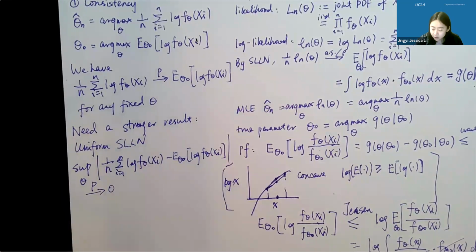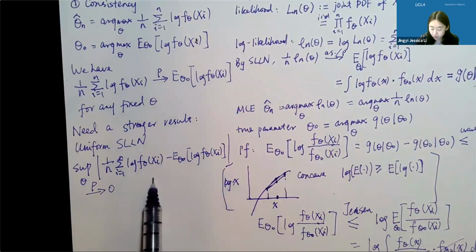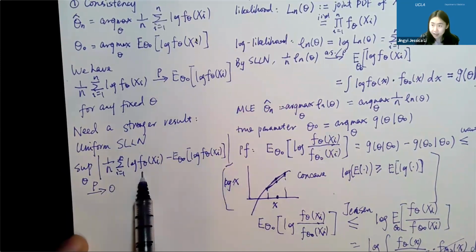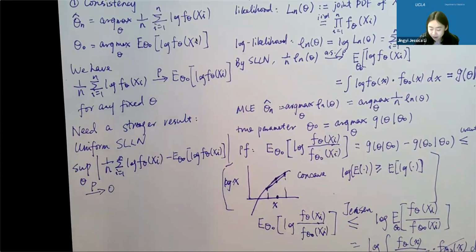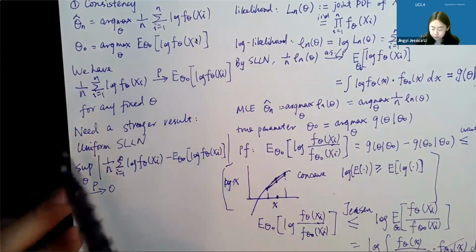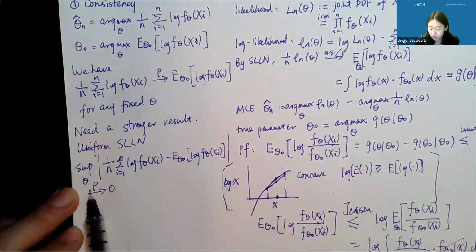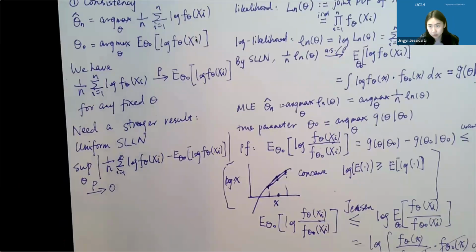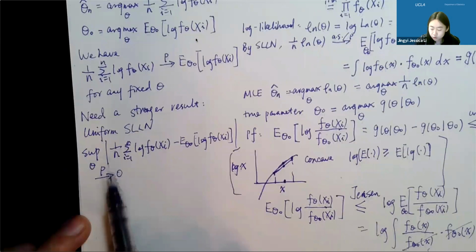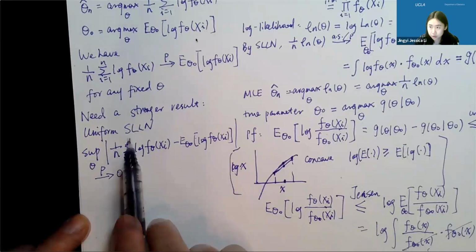If we have this result for this function, that will give us a way to prove that the maximizer of this converges in probability to the maximizer of this. So that's the whole logic for deriving the strong consistency of the MLE. The first question is, when does this uniform strong law of large numbers hold?